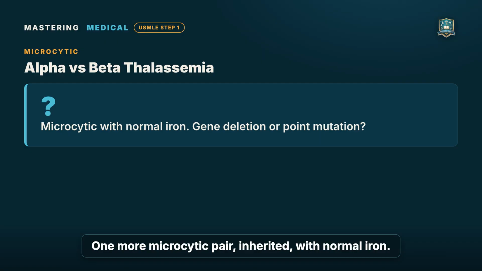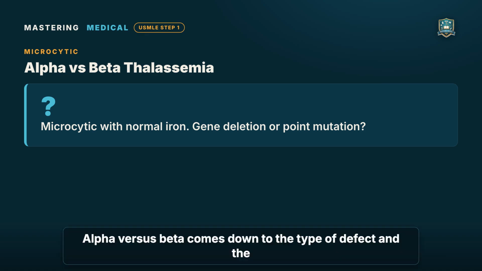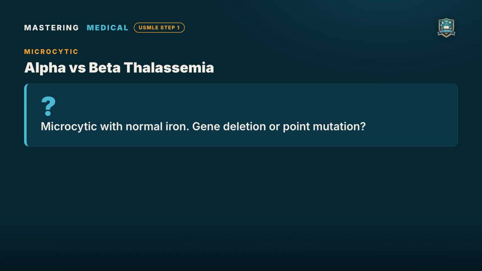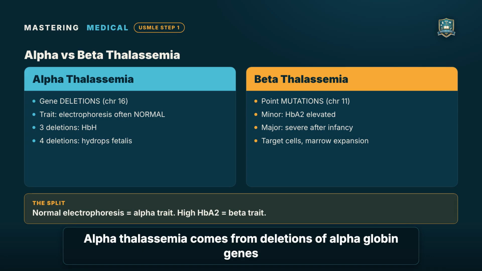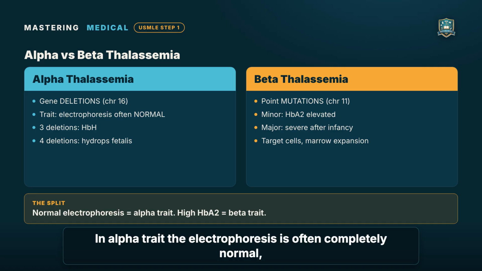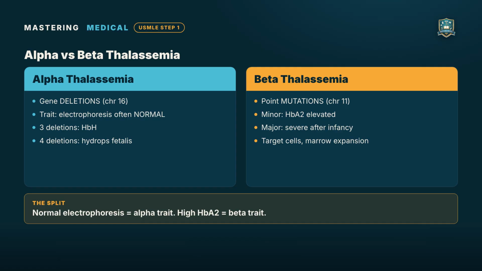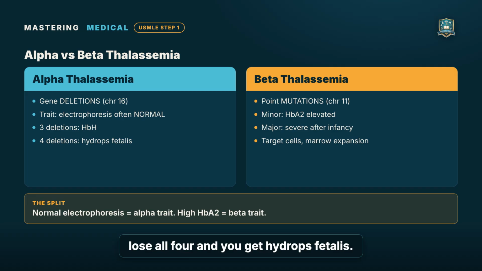One more microcytic pair, inherited with normal iron. Thalassemia is a globin production problem. Alpha versus beta comes down to the type of defect and the electrophoresis. Alpha thalassemia comes from deletions of alpha globin genes on chromosome 16, and severity tracks how many genes are lost. In alpha trait, the electrophoresis is often completely normal, which is the classic trap. Lose 3 genes and you get hemoglobin H, lose all 4 and you get hydrops fetalis.